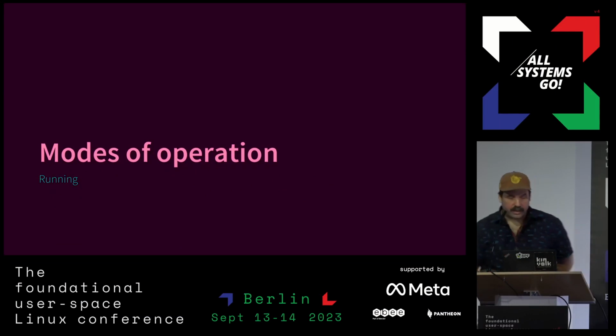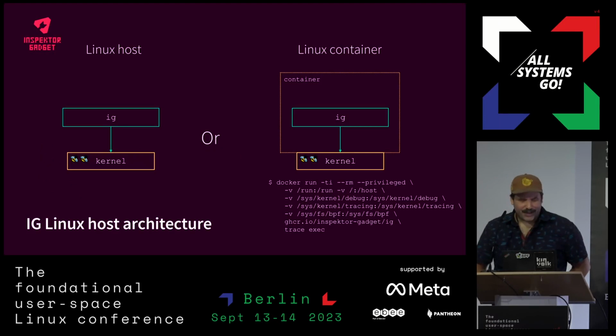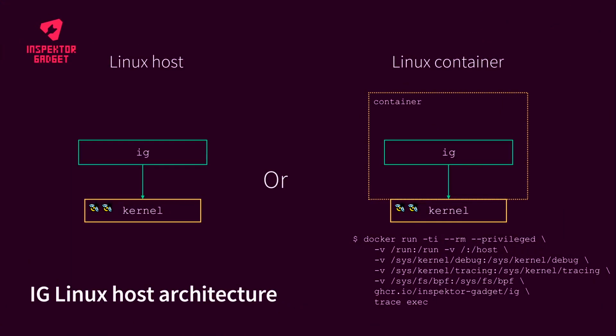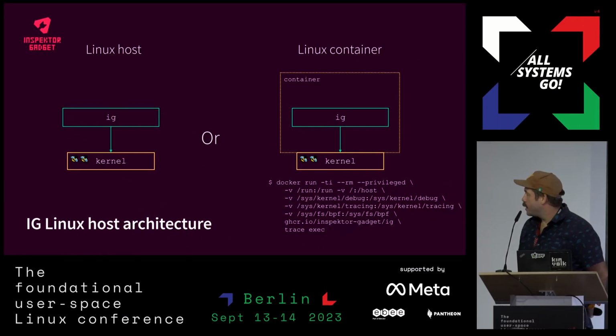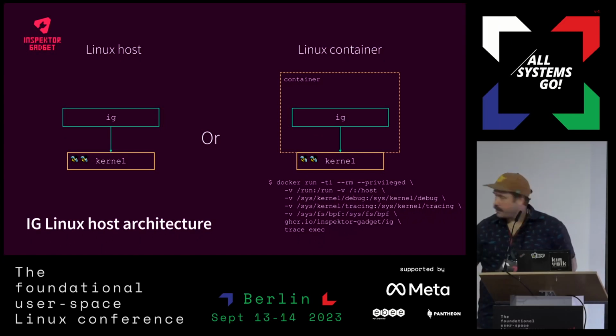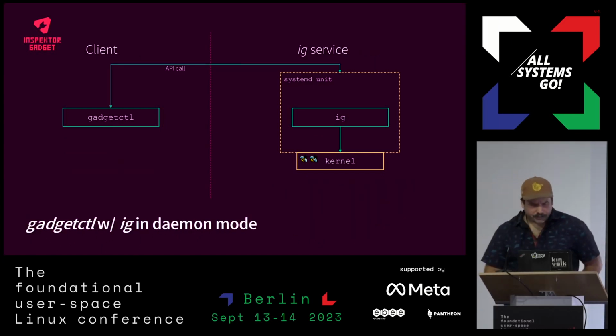And you can see the slide is not finished because it only says running here. I intended to write more. So we want to see how we run Inspektor Gadget. When we're running on the host, basically you can just run the IG command, right? But this IG binary then loads the BPF programs in the kernel, or you can run it inside of a container with, for example, that command.